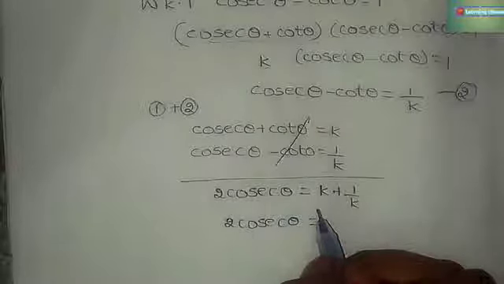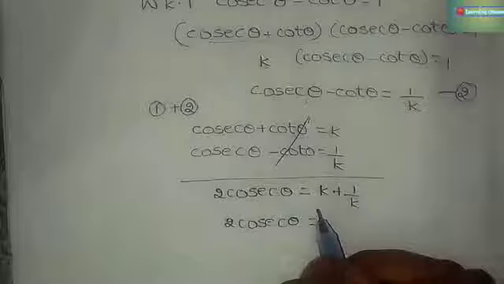Now I am doing cot theta by cosecant theta. What is cot theta? k square minus 1 by 2k divided by cosecant theta, which is k square plus 1 by 2k. From this, 2k will cancel.